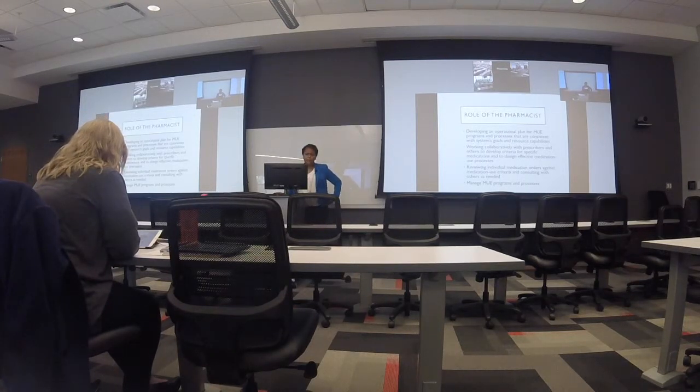So what is the role of the pharmacist? The pharmacist is typically developing the operational plan for NUE. What are we going to look at? When are we going to look at it? How does it line up to our top priorities? Working with the prescribers, other individuals, looking at how to determine what you're going to look at and how. Reviewing the individual medication orders against NUE criteria.